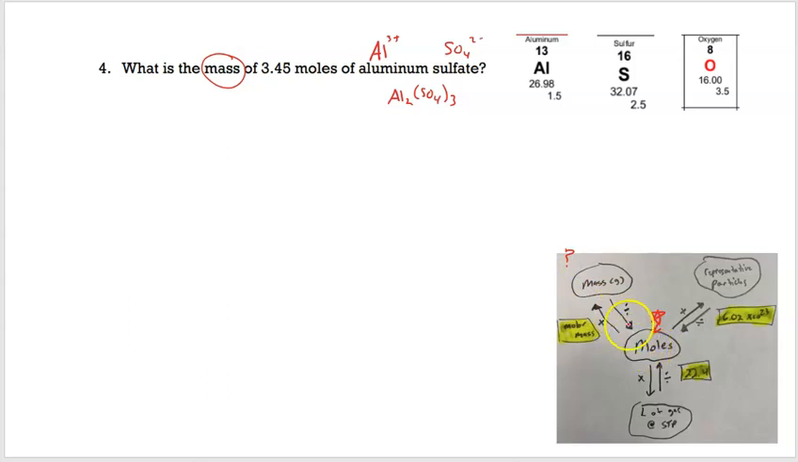So to go from moles to mass, we are going to multiply by the molar mass of aluminum sulfate in this case. So in order to get our aluminum sulfate molar mass, we're going to have to go 2 times 26.98 plus, now our sulfate polyatomic ion has a 3 outside, so that means I'm going to have 3 sulfurs. So 3 times 32.07 plus, now we have 4 oxygens inside the parentheses.